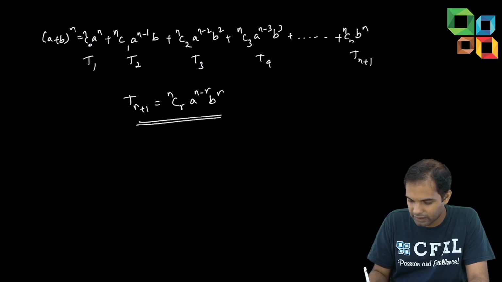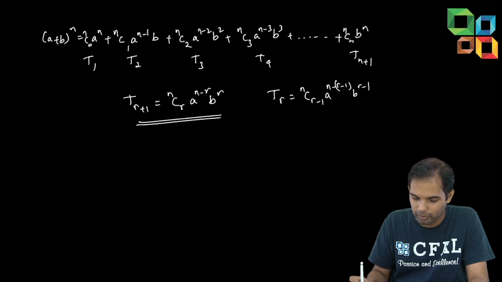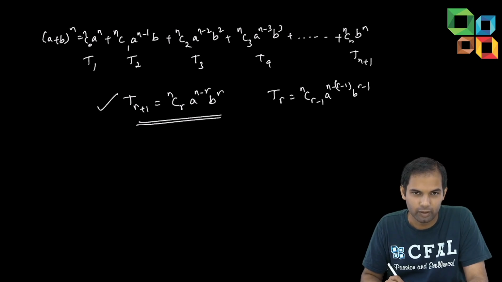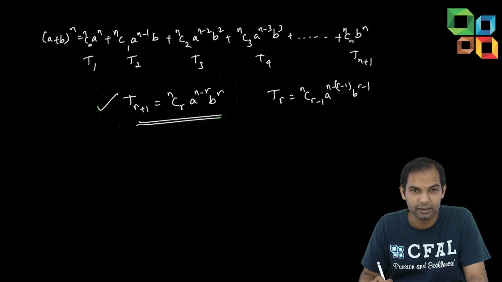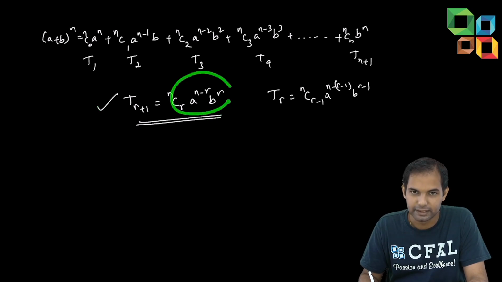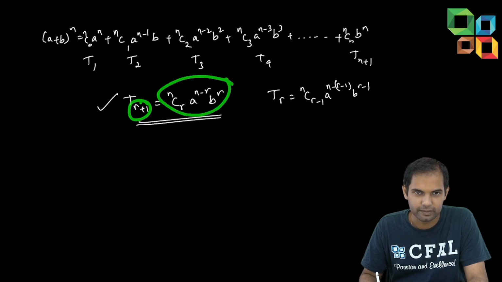Now you may say, I can take Tr as nC(r minus 1), and similarly there n minus r minus 1, b power r minus 1, right? You can do that. But the problem is we are using one of the standard formats. So if everybody sticks to that, it will be easier to understand. So we do this. Even though you're taking r plus 1 here, these terms are much easier.